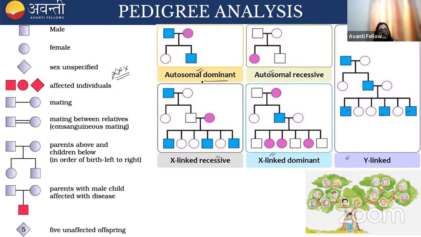The major difference between dominant and recessive is the skip of generation. In case of recessive, you can see the skip of generation. Here, no one is affected, but here you can see that this female is affected. So there's a skip of generation. But in case of dominant, there's no skip of generation. Here the parents are also affected and the offspring are also affected.